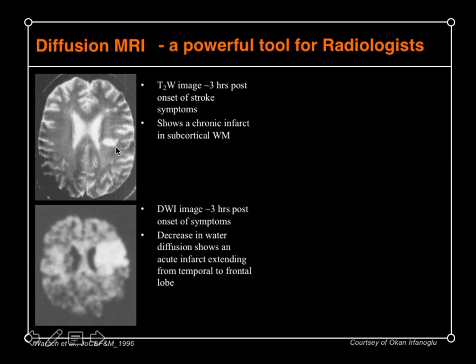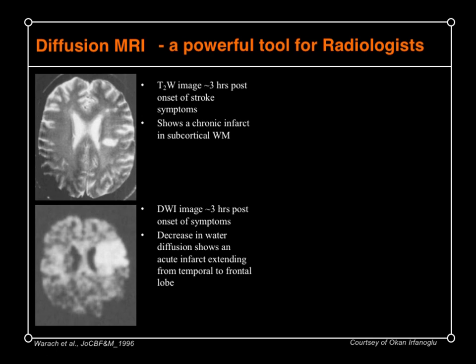But when they acquire the diffusion image, which is not as spectacular in terms of spatial resolution as T2, what the radiologist could pick up is a decrease in water diffusion, which suggests that there is an acute infarct extending from the temporal lobe to the frontal lobe. One of the most widely used methods in stroke is diffusion imaging, because it tells the clinician the rate at which the stroke is impacting the brain and behavior.